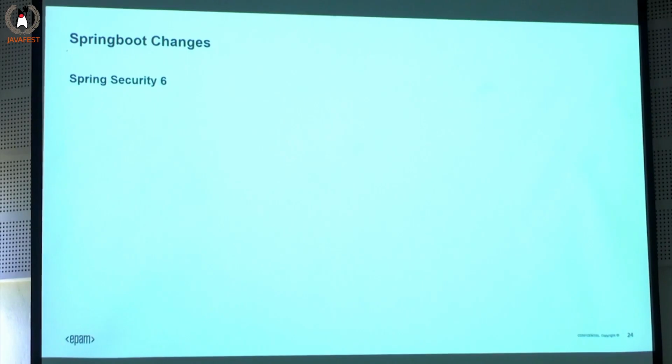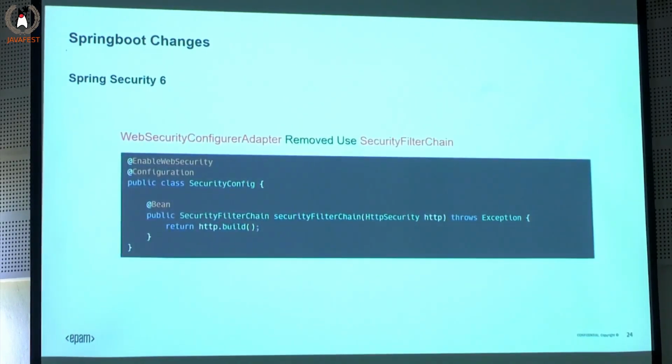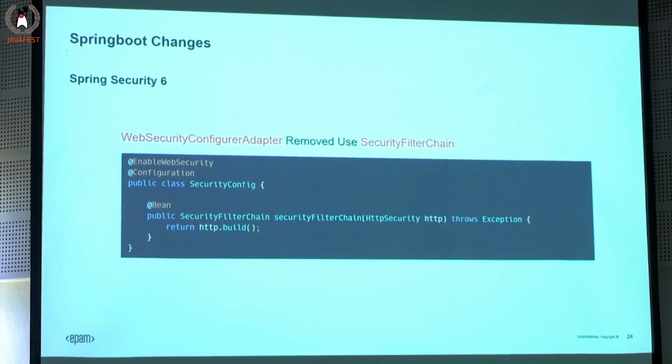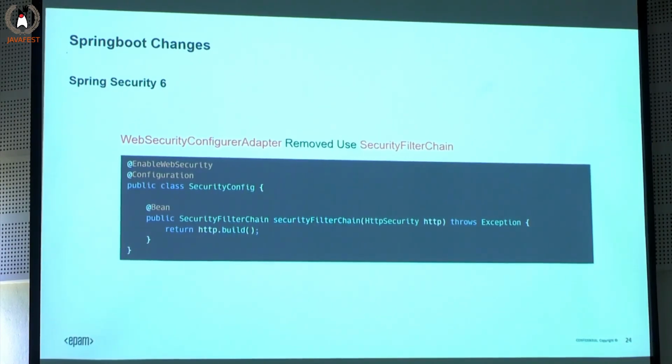One more important part is Spring Security. Spring Boot 3 uses Spring Security 6. The change with Spring Security 6 is that WebSecurityConfigurerAdapter has been removed, and we have to use SecurityFilterChain instead. If you see the code, we are using SecurityFilterChain, okay? And then there is an @EnableWebSecurity annotation which is being used.